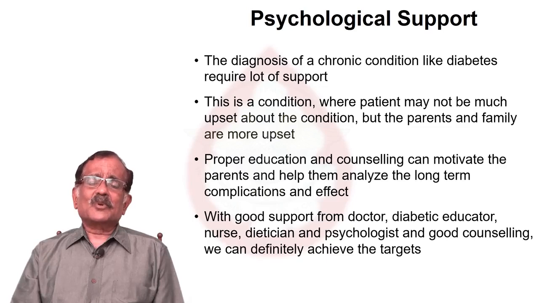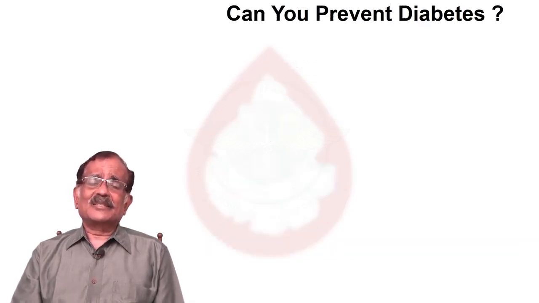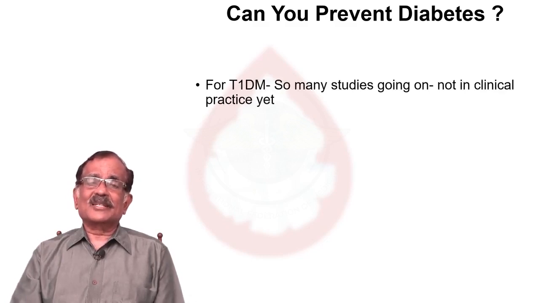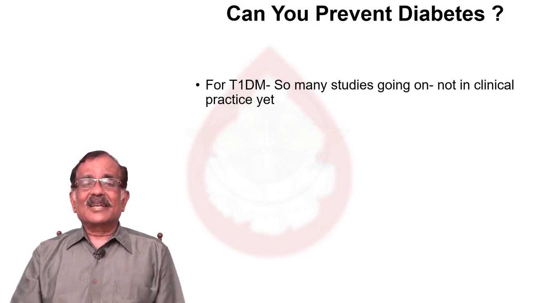Lastly, before I wind up, every disease has a question: prevention is better than cure. Can you prevent diabetes in the young, childhood diabetes and adolescents? For type 1 diabetes, there are so many studies going on to modulate the immunological system, trying to find out who is going to get it by doing community assays of HLA systems and antibody titers, but they are all on the horizon, not going to be clinically practical in the immediate future for type 1 diabetes.